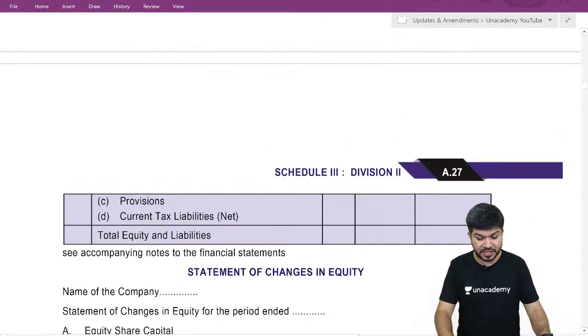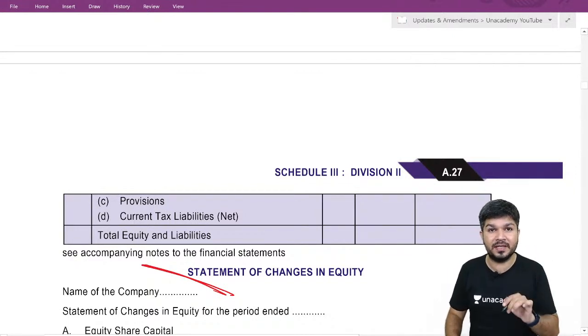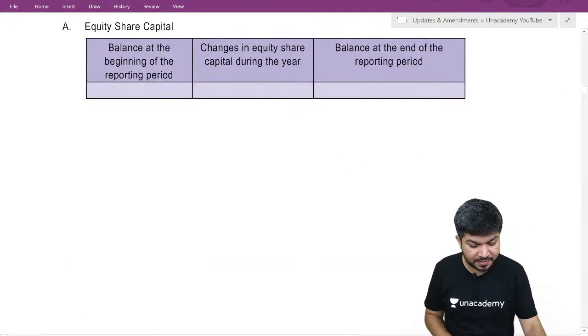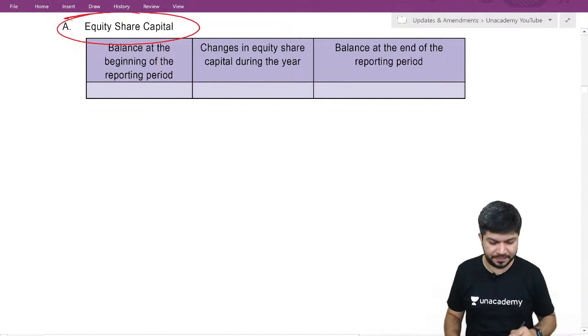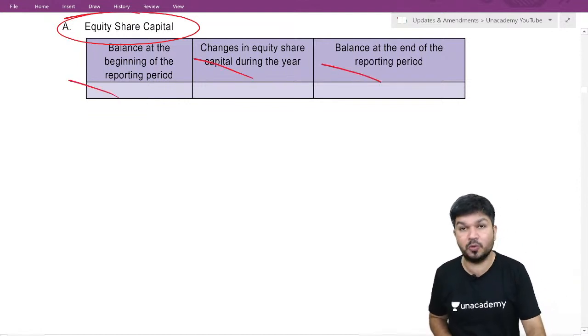Okay. Next, statement of changes in equity. This is only under Ind AS. This is not under AS. This is only under Ind AS. Statement of changes in equity. We have two things. One, statement of changes in equity share capital. Two, statement of changes in other equity. Changes in equity share capital is balance at the beginning, change and closing.